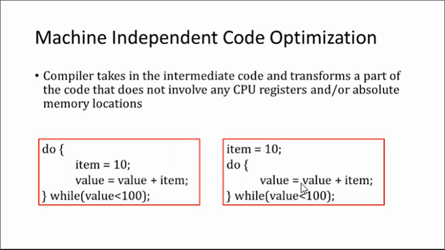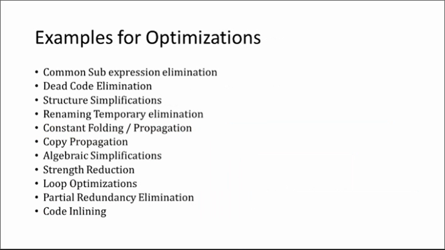And the value is equal to value plus item, which will be 100. Means if you observe this code, it requires the frequency count of 200, but in this case the frequency count is 101. Means we have optimized the code. So these are the different examples of code optimization: common sub-expression elimination, dead code elimination, structure simplification, constant folding, strength reduction, loop optimization, and code inlining, etc. Let me see them one by one.